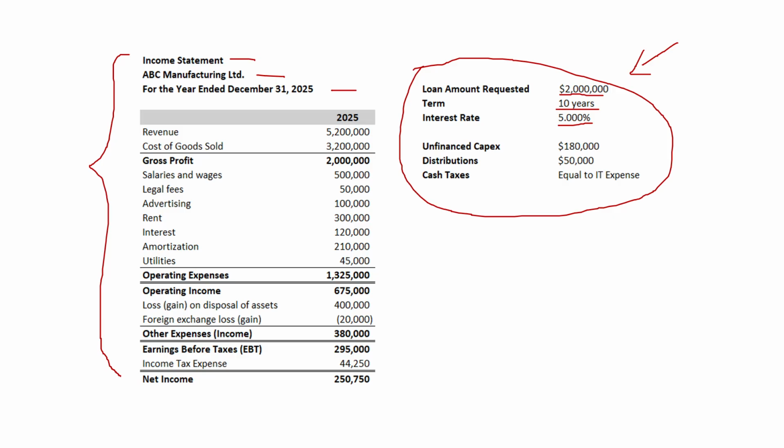Okay. And then on the bottom side here, we're going to just give you the unfinanced capex and distribution numbers. In module 1, we talked about how you can calculate them, but for the sake of keeping it to the point, we're just going to give you these numbers. Oftentimes, you'll have to calculate them yourself using the balance sheet and income statement or cash flow statement. And then for simplicity, we're just going to say that cash taxes is equal to the income tax expense, which is right here.